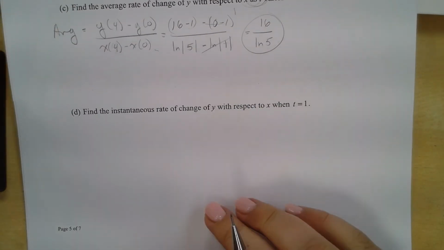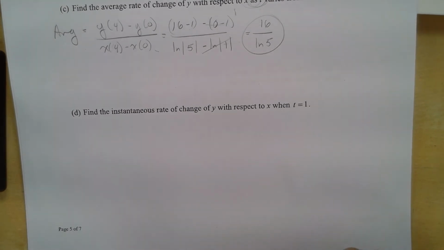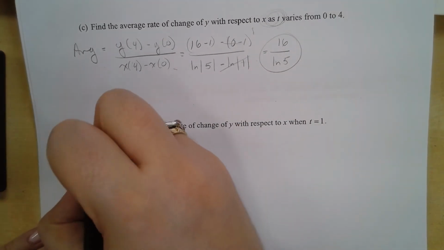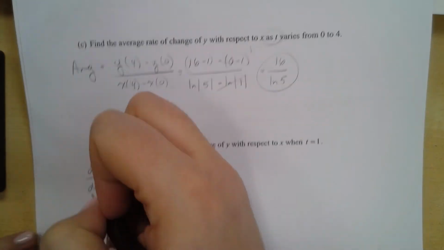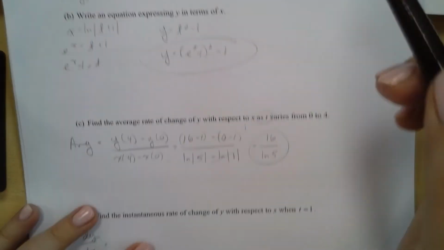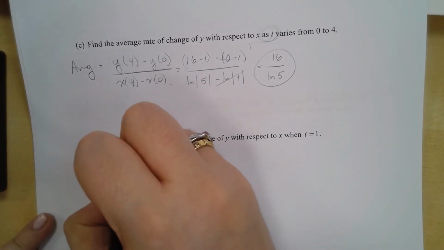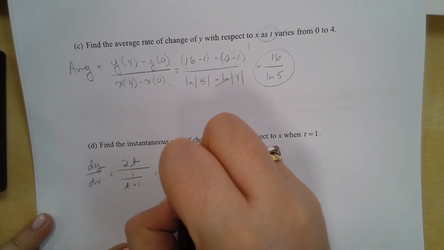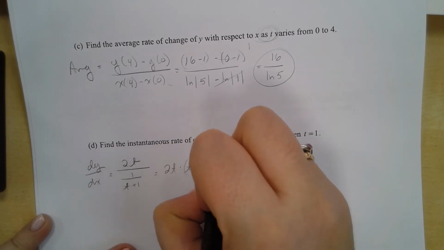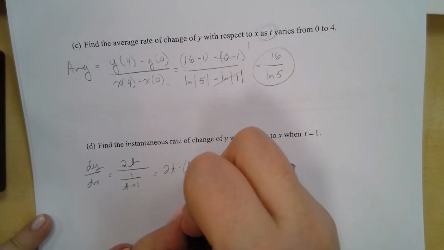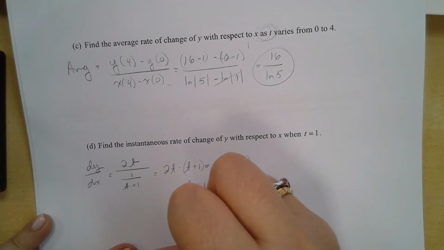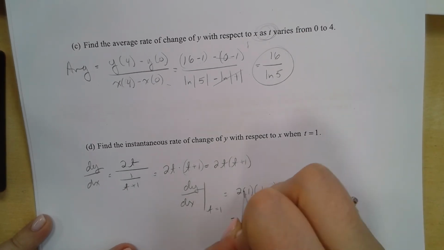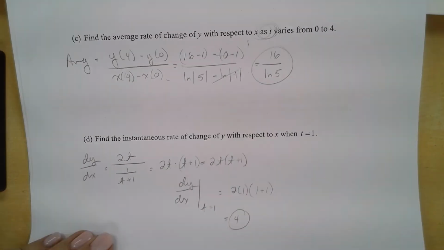Okay? We're also asked to find the instantaneous rate of change of y with respect to x when t equals 1. Well, our instantaneous rate of change is just our derivative, right? So dy over dx. We can find this. Dy over dx is going to be 2t over 1 over t plus 1, which is the same as 2t times t plus 1. And dy over dx evaluated at t equals 1 is just going to give us 2 times 1 times 1 plus 1, which equals 2 times 2 is 4. Okay? All right.